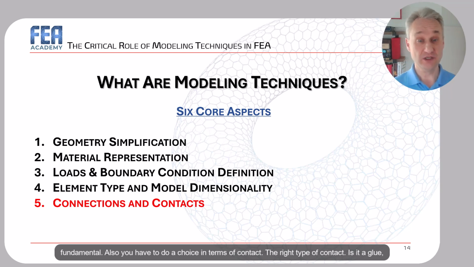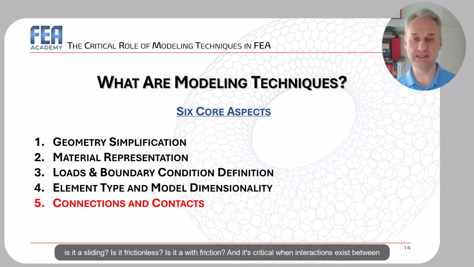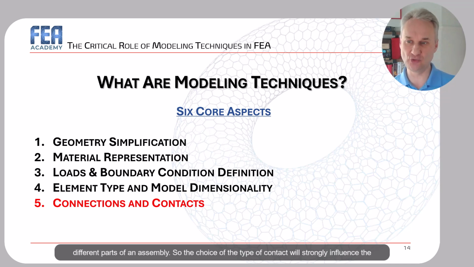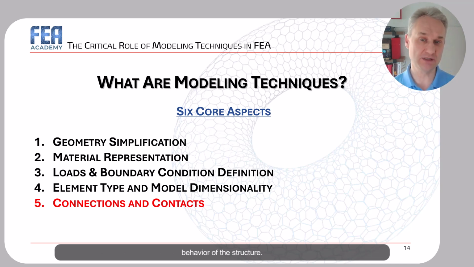Also, you have to make a choice in terms of contact, the right type of contact. Is it a glue? Is it a sliding? Is it frictionless? Is it with friction? And it's critical when interactions exist between different parts of an assembly. So the choice of the type of contact, I should say, will strongly influence the behavior of the structure.